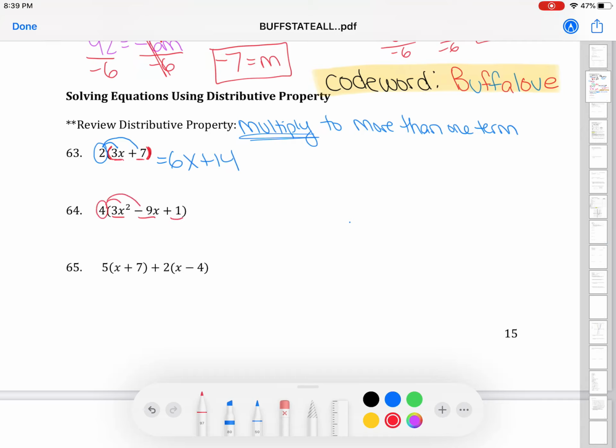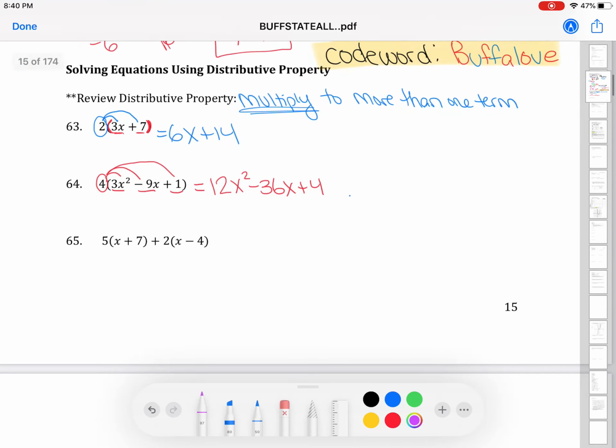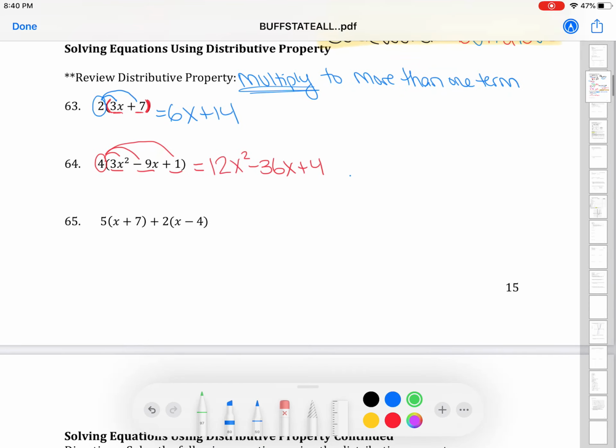Okay, the next one's kind of the same idea. It's 4 times, but it's 3 terms on the inside of the parentheses. So you have to multiply that 4 by this term, and this term. So just take it piece by piece. First, 4 times 3x squared. Just multiply the 4 times the 3. That'll get you 12, and the x squared carries over. 4 times negative 9 is a negative 36, and the x just carries over. And 4 times 1 is a plus 4. It's really just multiplication, but you have to make sure you multiply through to everything in the parentheses to follow.